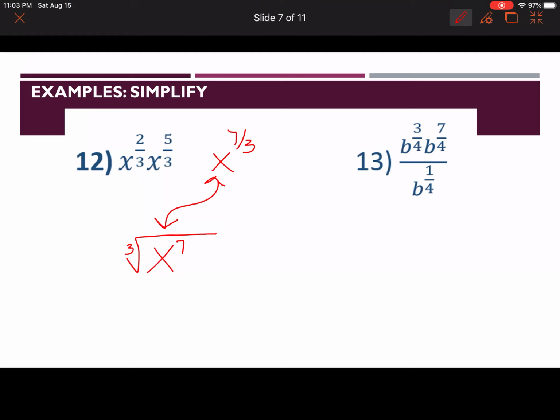So let's do the same thing in number 13. First, I'm going to add my numerator. So I have b to the power of 10/4 divided by b to the 1/4. And we're ready to subtract. And that gives us b to the 9/4. But if you were to write that in radical form, it would be the 4th root of b^9.